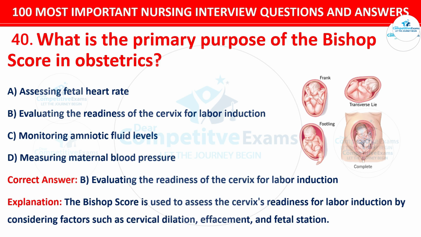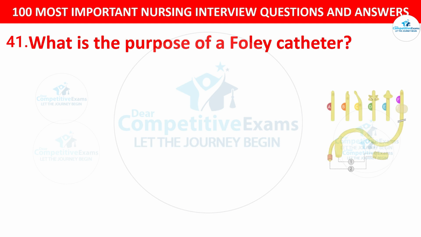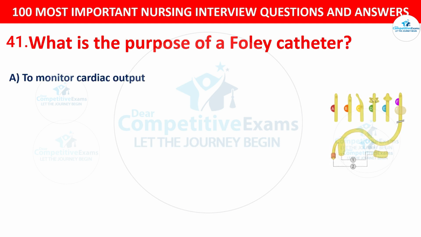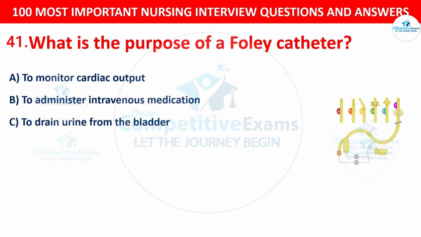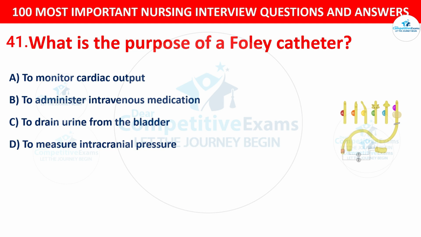The Bishop score is used to assess the cervix's readiness for labor induction by considering factors such as cervical dilation, effacement, and fetal station. Question number 41. What is the purpose of a Foley catheter? Your options are: to monitor cardiac output, to administer intravenous medication, to drain urine from the bladder, or to measure intracranial pressure.